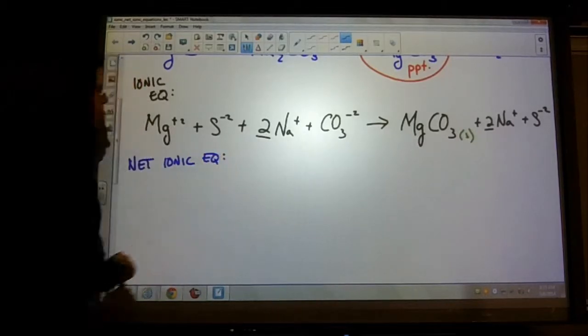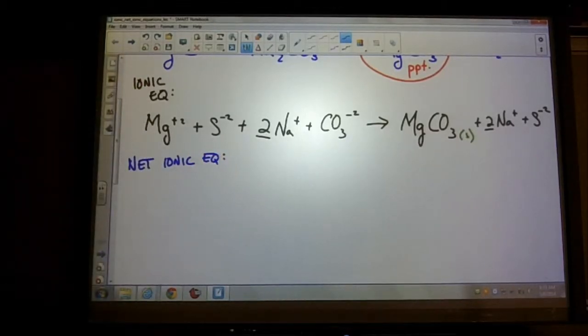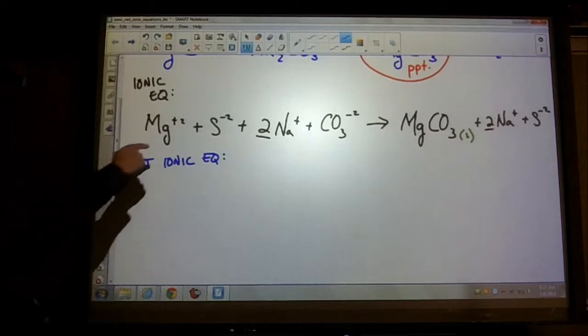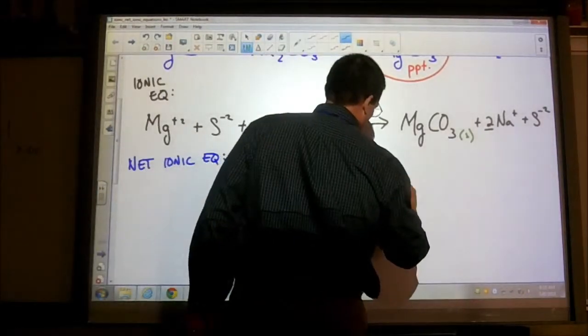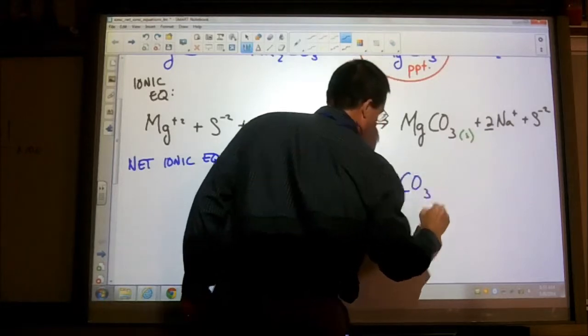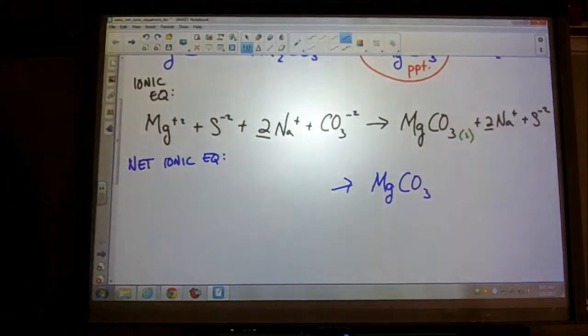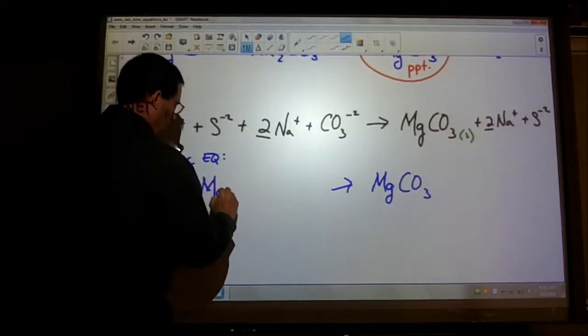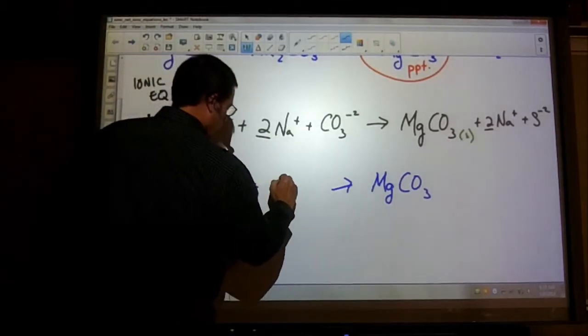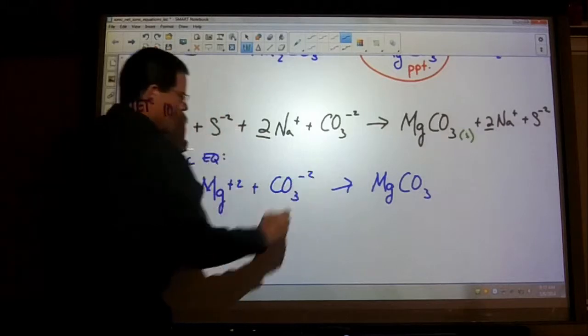And in this step, we only show those who are dancing. So we're forming magnesium carbonate. Who makes up magnesium carbonate? Magnesium and carbonate. Now we're going to have a quiz over this on Friday. Do you think you could do this? I hope so.